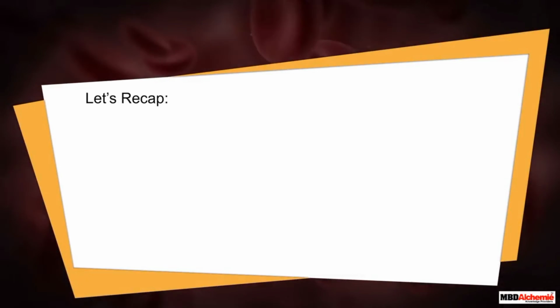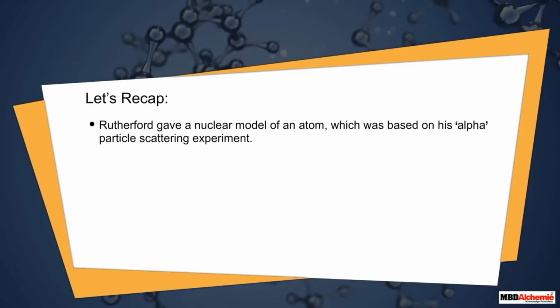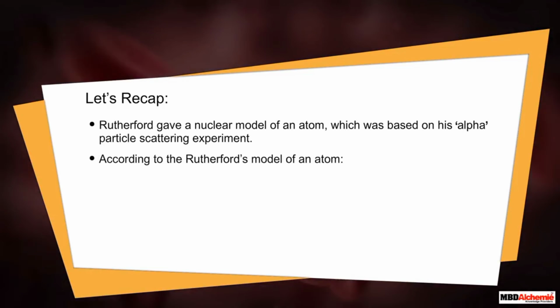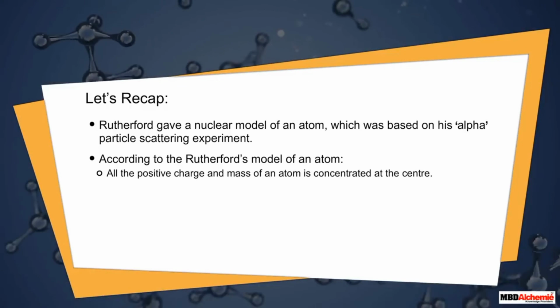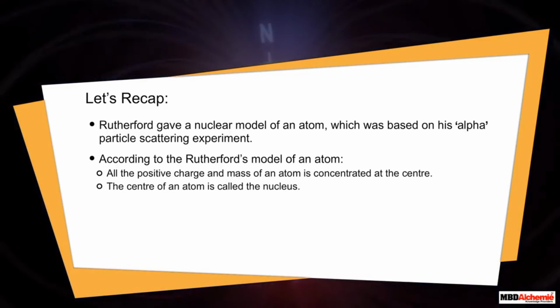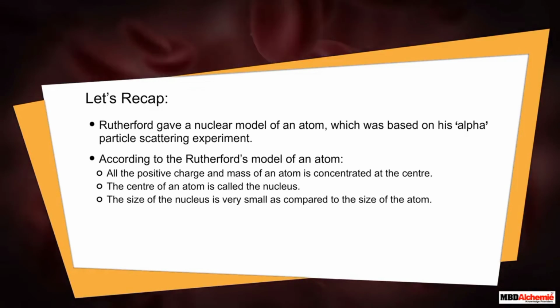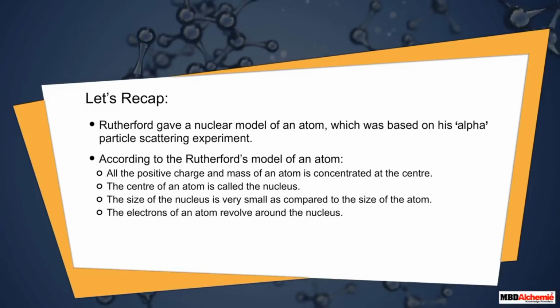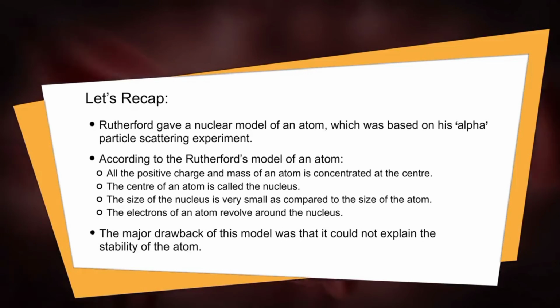Let's recap. Rutherford gave a nuclear model of an atom which was based on this alpha particle scattering experiment. According to Rutherford's model of an atom, all the positive charge and mass of an atom is concentrated at the center. The center of an atom is called the nucleus. The size of the nucleus is very small as compared to the size of the atom. The electrons of an atom revolve around the nucleus. The major drawback of this model was that it could not explain the stability of the atom.